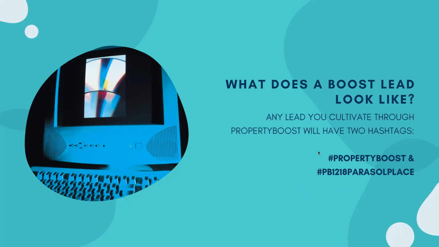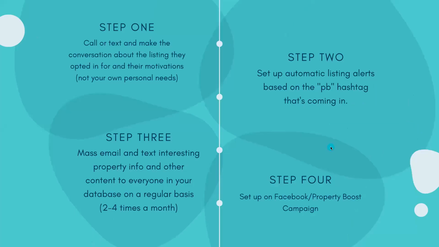So Property Boost leads, they have two hashtags. The first is hashtag Property Boost, and the second is hashtag PB, and then the first 15 letters of the address. So you can filter by all Property Boost leads, or you can filter by just those leads that visited that one address. So this is helpful in two ways. It's going to give you the ability to create a marketing plan for these leads. Step one, when you receive that lead, call or text and make the conversation about the listing they opted in for and their motivations. So that's going to be, why, what are their plans? What are their real estate plans?